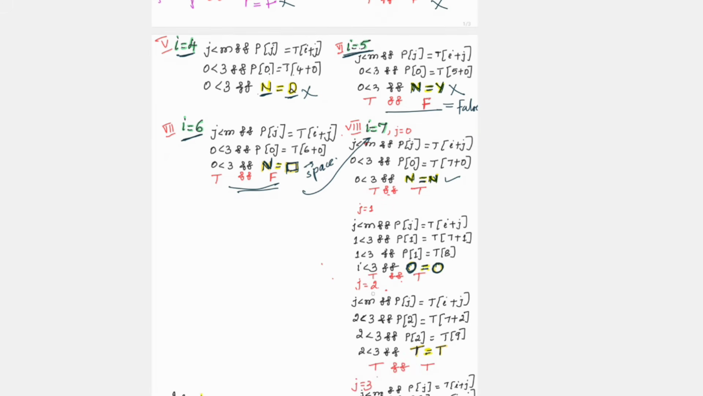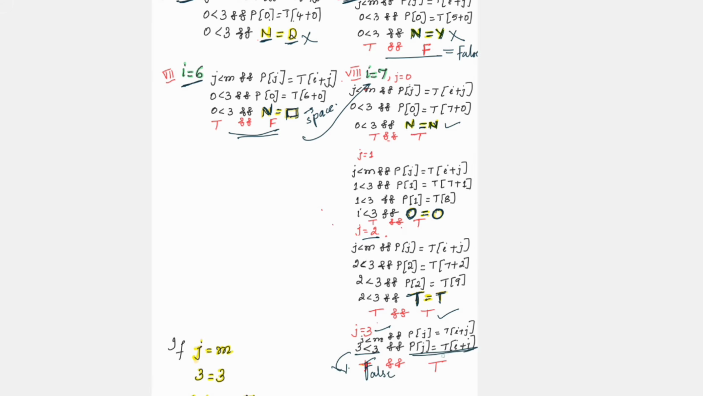When i became 7, the first letter n is equal to n. It matches. Then we incremented j by 1 and we checked the next letter. Here also we found a match. The pattern letter and the text letter both matched, and hence we incremented j by 1. Now j became 2. When j became 2, the pattern letter t and the text letter t both matched. Fine. And j became 3 here. At this point, when j became 3, 3 less than 3, the condition is false.